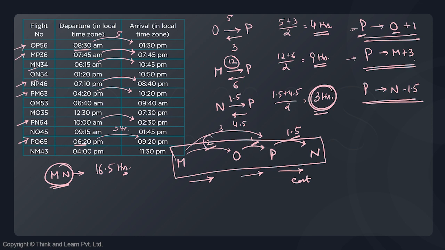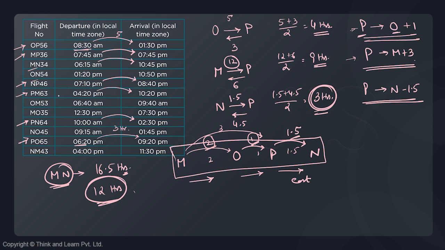And I also see that N is actually 4.5 hours ahead of M. Just look at this. 2 plus 1 plus 1.5. So N is 4.5 hours ahead of M. So actually the journey time must be 12 hours. The journey time must be 12 hours.